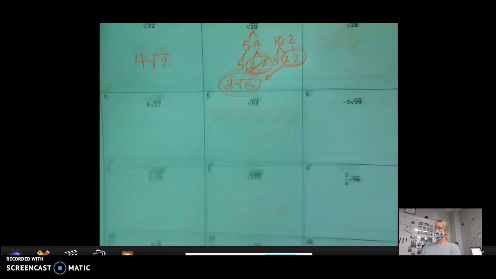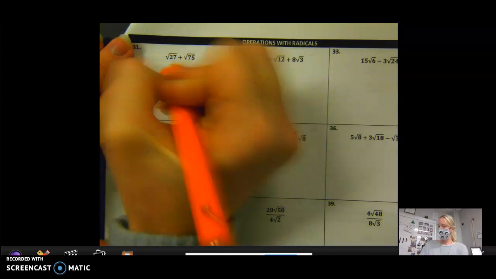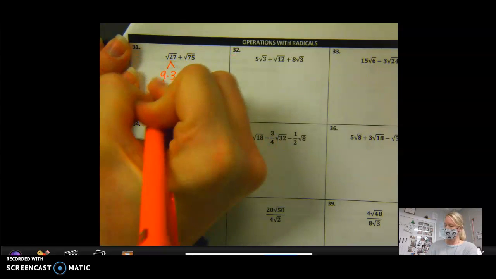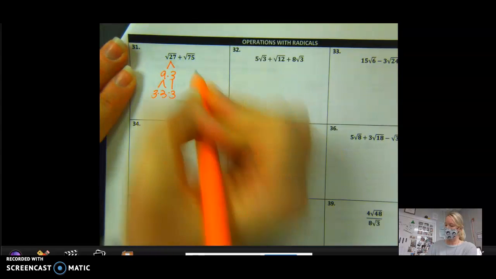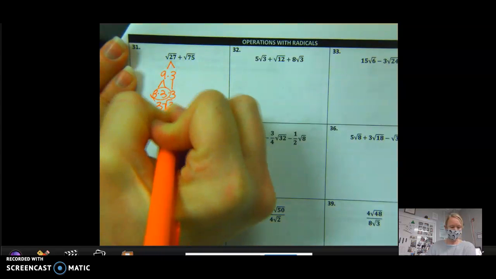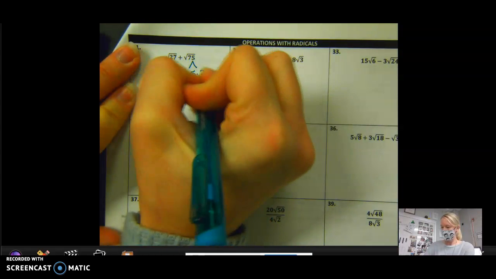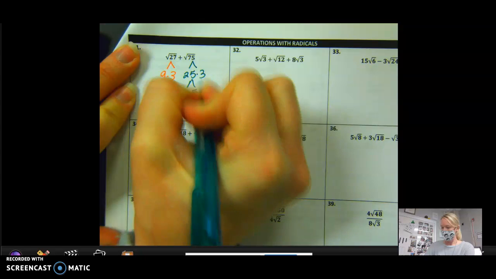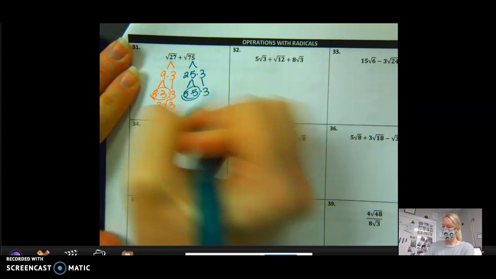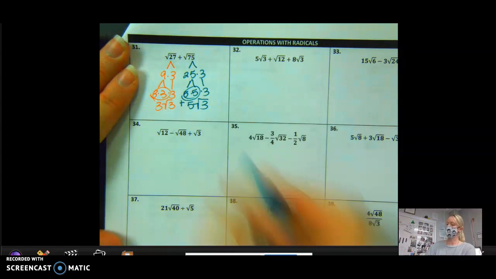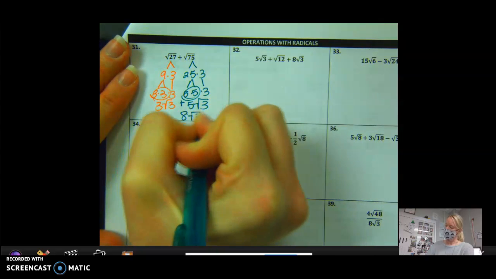Go to page 5 and try 31. 27 breaks down into what times what? 9 breaks down into? Bring down my 3. I have a pair of? Square root of? 75 breaks down into? 25 breaks down into? Bring down my? I have a pair of? Square roots of? The operation is adding. If I add those two things, what do I have? Awesome. Good job, guys.